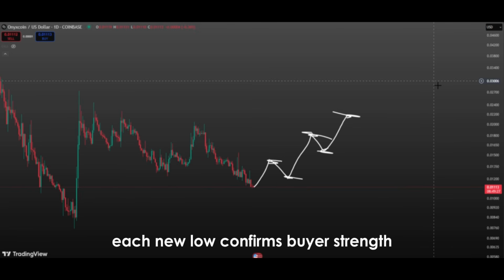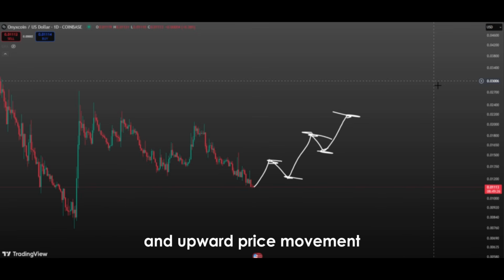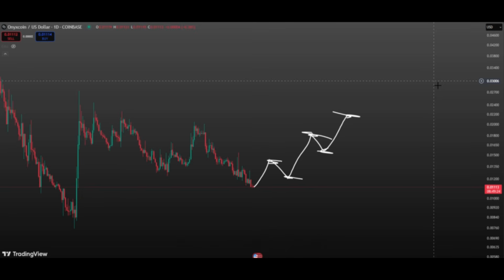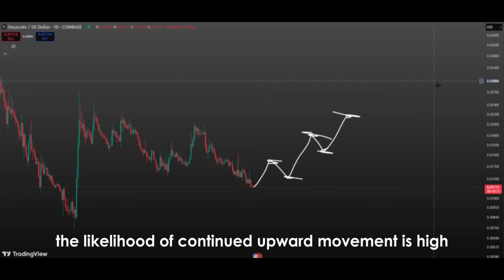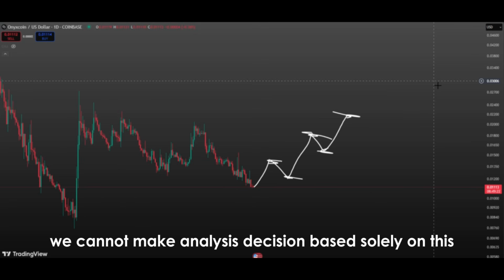Each new low confirms buyer strength and market confidence, while each new high confirms buyer momentum and upward price movement. This formation provides investors with short-term opportunities and serves as a critical tool for determining long-term trend direction. As long as the price maintains the structure, the likelihood of continued upward movement is high, and the trend can be sustained reliably. However, we cannot make an analysis decision based solely on this.